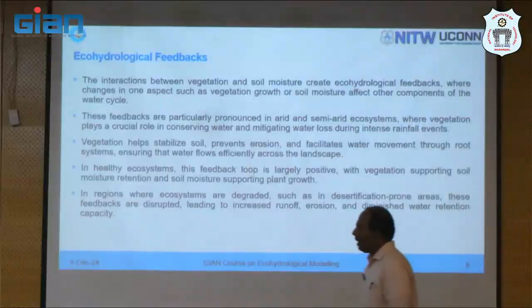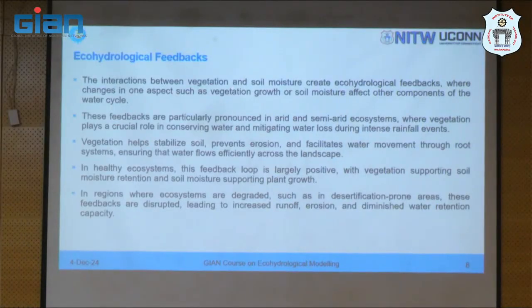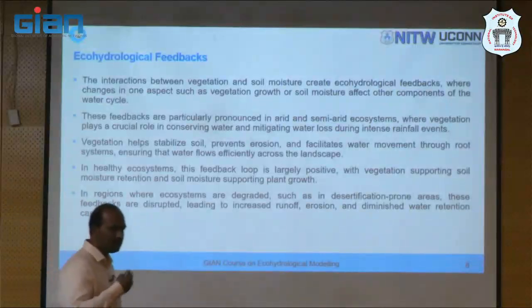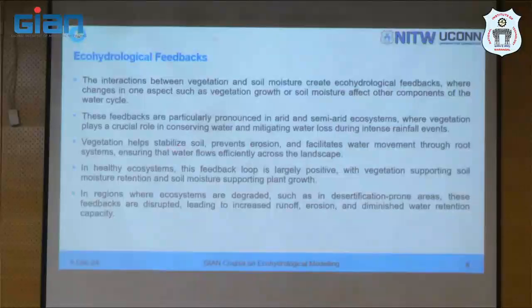Now, coming to the eco-hydrological feedbacks. All this system, whatever is getting generated, will have a feedback, right. The interaction between vegetation and soil moisture creates eco-hydrological feedbacks, where changes in one aspect such as vegetation growth or soil moisture affect the other component of the water cycle, right. You have seen in the previous figures how changes in one cause a change in the other aspect. So, your vegetation helps stabilize soil and prevents erosion. It prevents erosion, which means even the nutrient transport will be less.